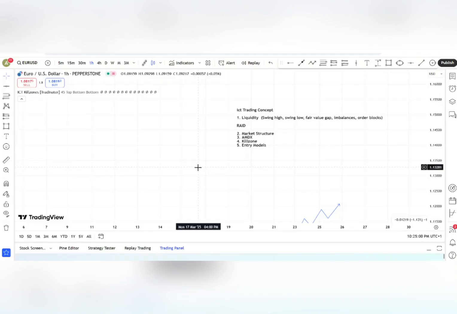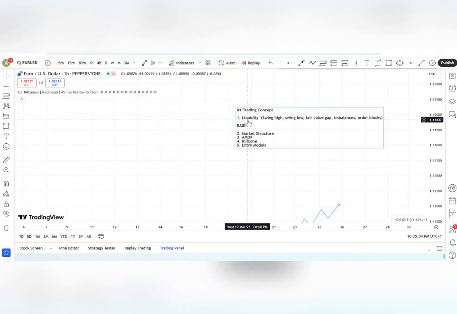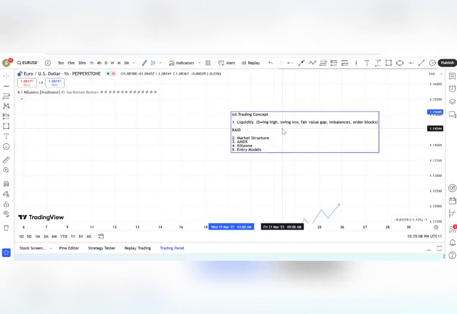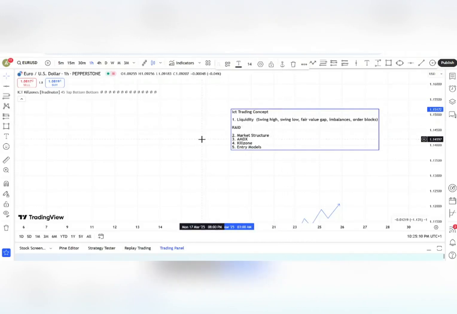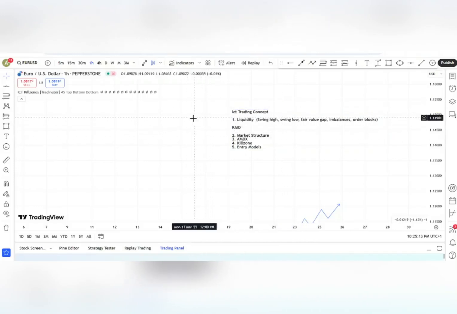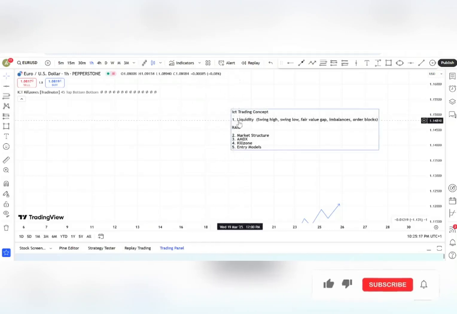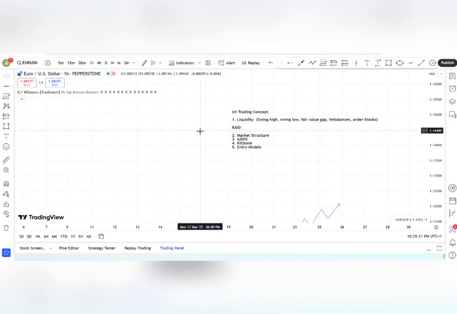wonderful strategy. So today we'll just be looking at a few concepts. The ICT concept is a whole lot, but we'll just be looking at these few variables or elements in this concept. I know that with this you can start trading, you can get good setups, and you can model a good strategy from this. All right, so let's get to work, guys.